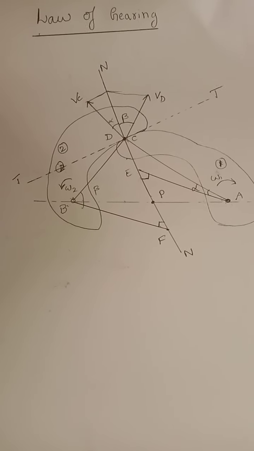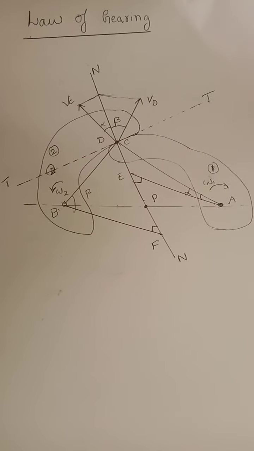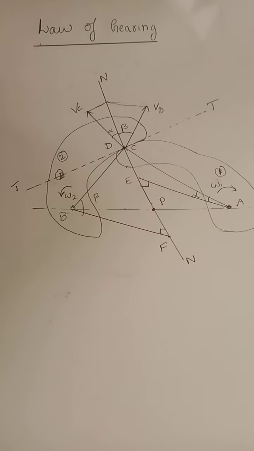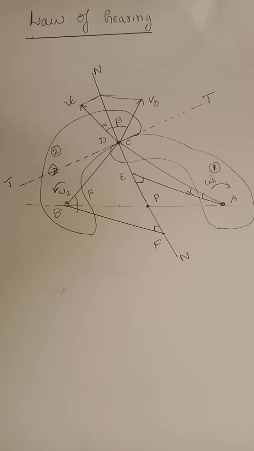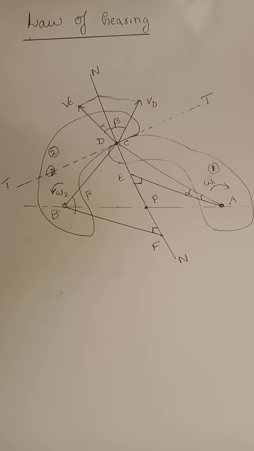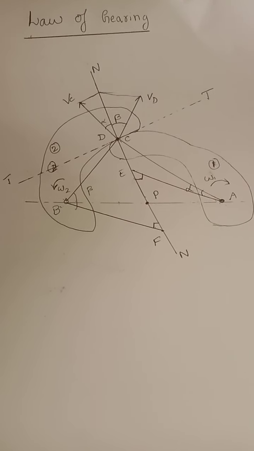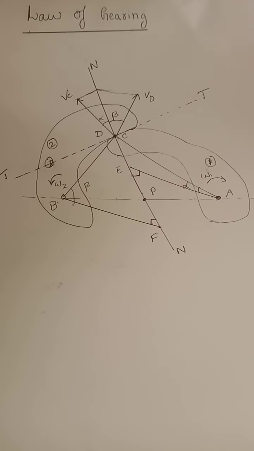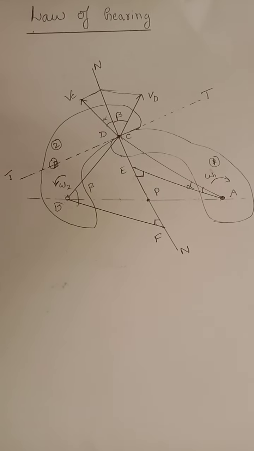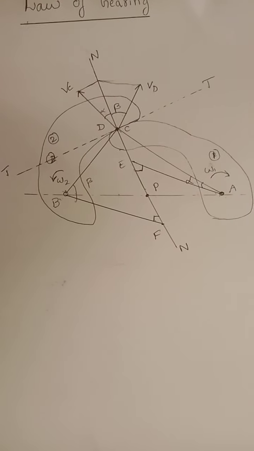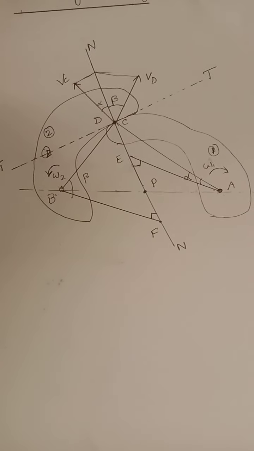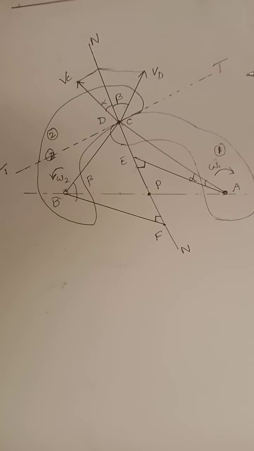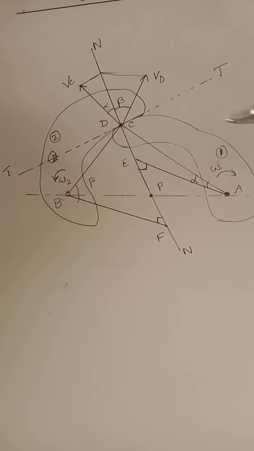Okay, now the very important topic that we are going to discuss is the law of gearing, and this is a condition which the gears have to satisfy to have a constant angular velocity ratio between them. Okay, so in the figure you can see there are two bodies. This is body 1 and this is body 2. You can find two bodies, which are nothing but two gears.